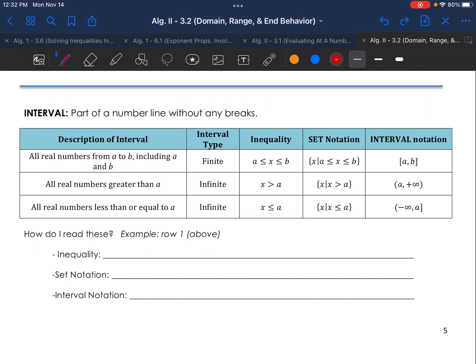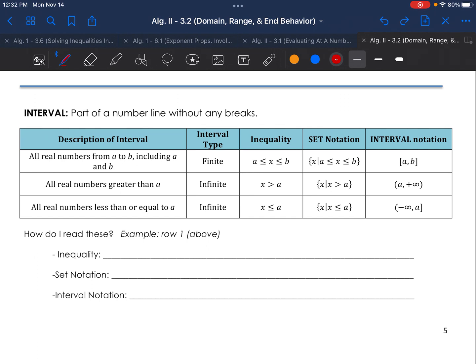And then interval notation, it's like a parenthesis or a bracket. So whether it's a parenthesis or a bracket depends on whether or not it includes that number. So in this case, because A and B are part of the interval, they're brackets. If A was not part of the interval, like it stopped right before A, then it would be a parenthesis.